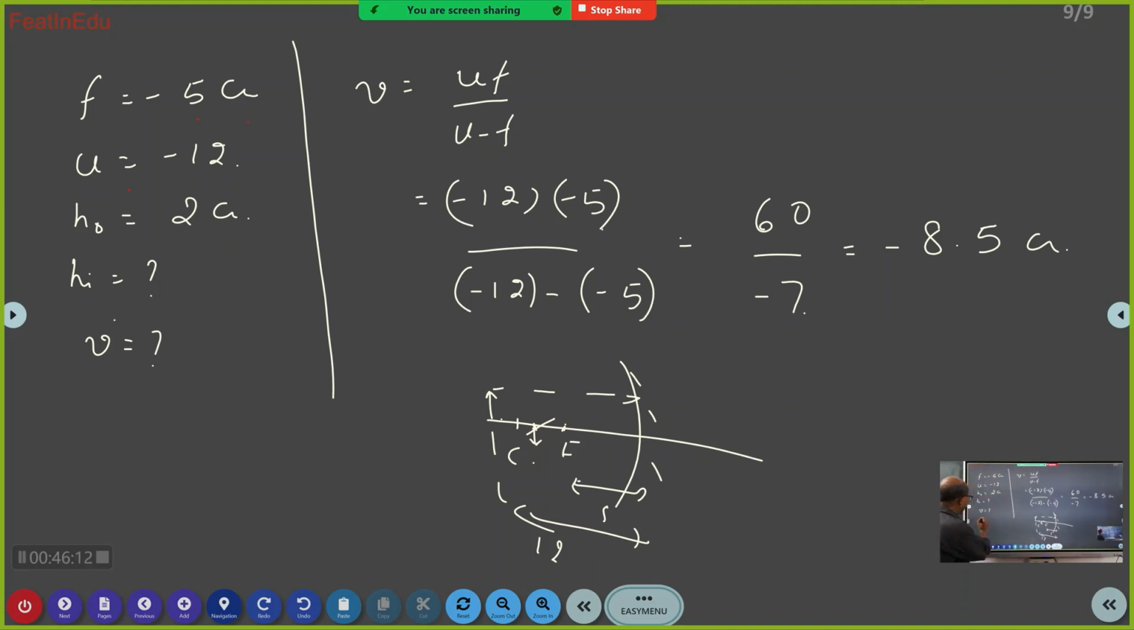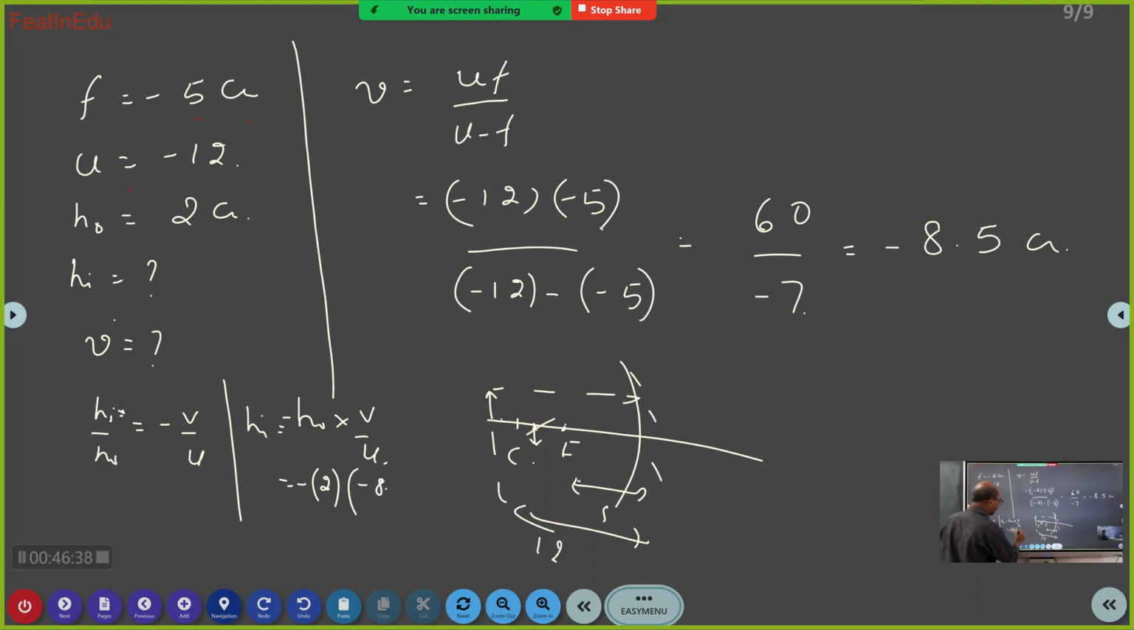Then what is the magnification? hi is equal to what? See, hi upon ho is minus v by u. Basic formula. Now we have to find out hi. hi is equal to minus ho into v by u. Now what is ho? ho is above, so it is plus 2 centimeters. v you just now found out, how much? Minus 8.5. And u is minus 12.